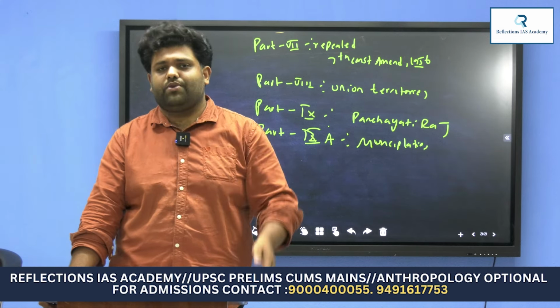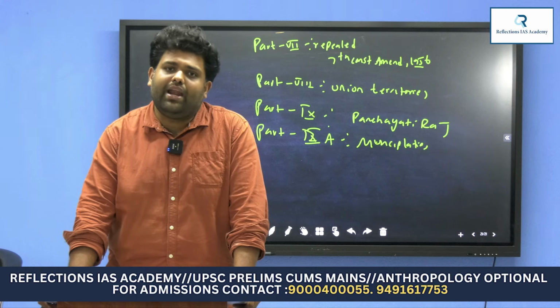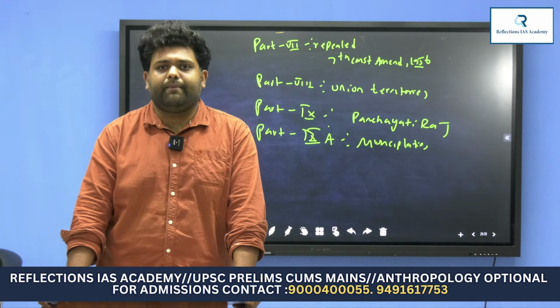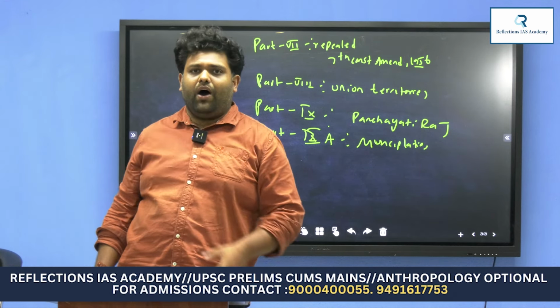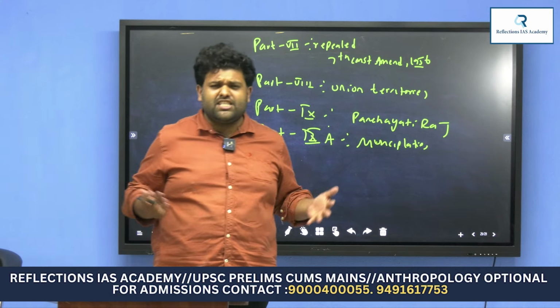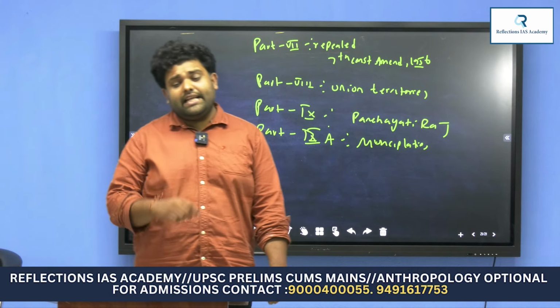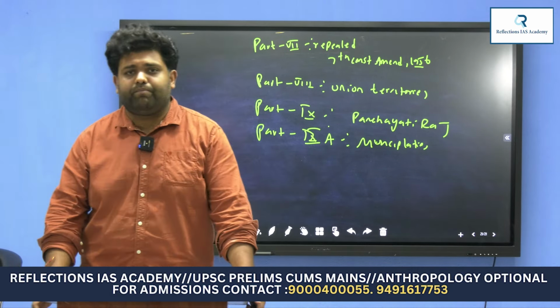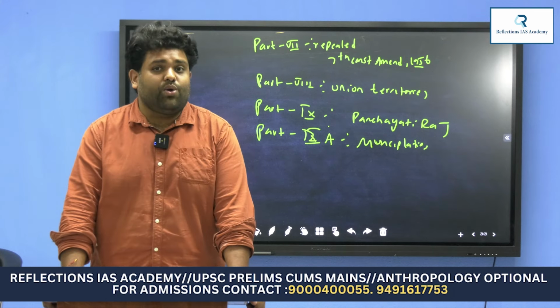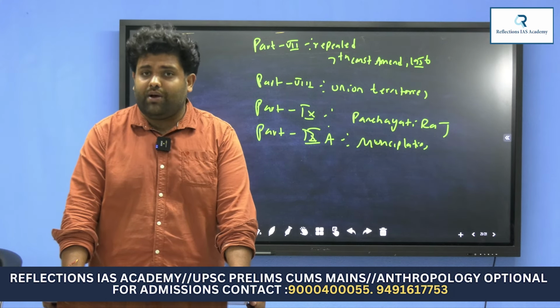So in total, how many articles were there when the Constitution was framed? 395 articles. It had 22 parts and 12 schedules, which were very important. If you see all these things, polity is such a beautiful subject, there are checks and balances in everything. As I said, no one is powerful in the Indian Constitution.